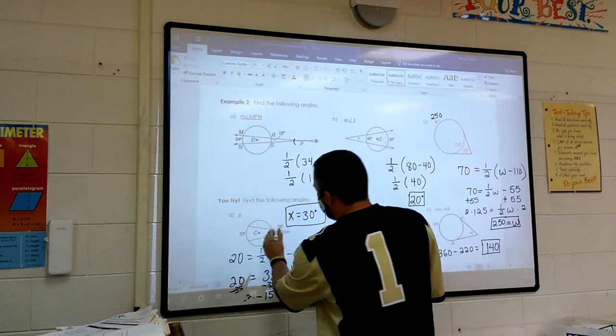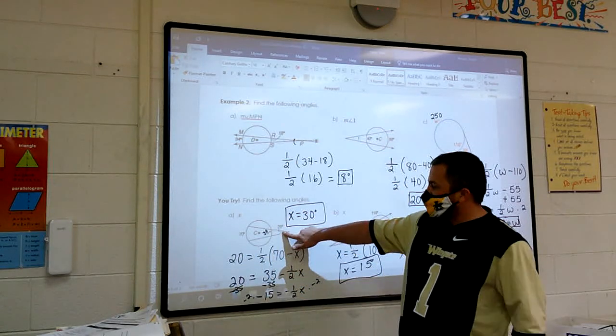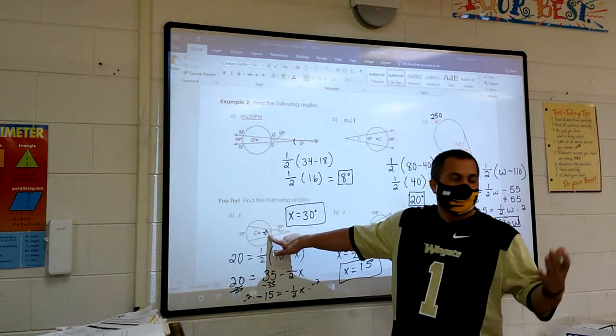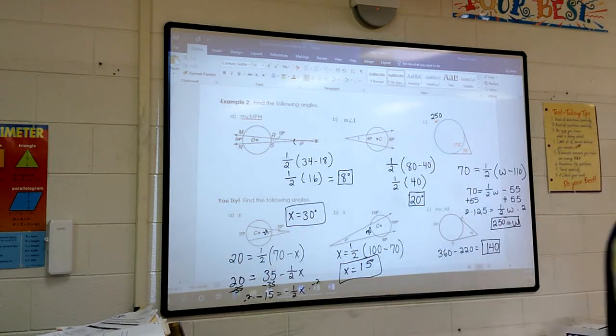And think about that. See if that makes sense. Here's the angle that's 20. 70 minus 30 would be 40, and half of 40 is 20. So it makes sense. So that answer works for our angles. So the answer does make sense on there. So you should be able to get those.